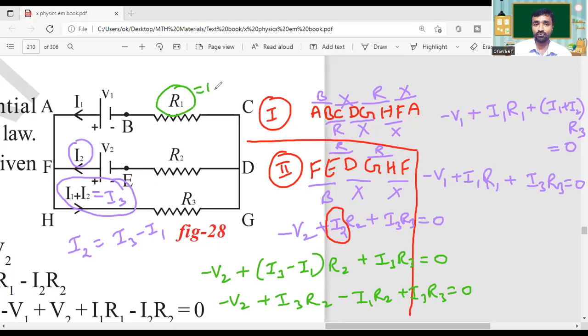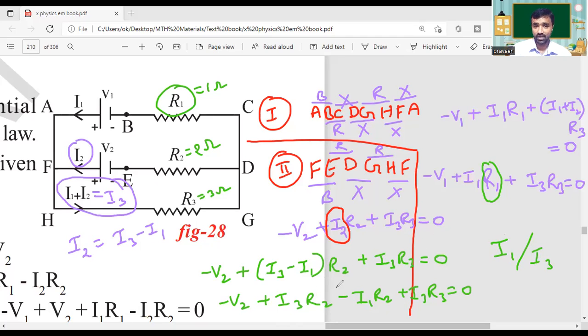Suppose R1 is given as 1 ohm, R2 is 2 ohms, R3 is 3 ohms. Then what will your equation be? By the product of those respective values, you will get 3 I3, right? And I1 R2 gives 2 I1. So by adding, you are able to get one of the currents, it may be I1 or I3.